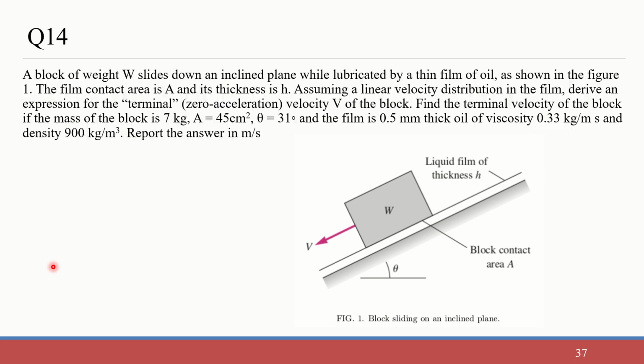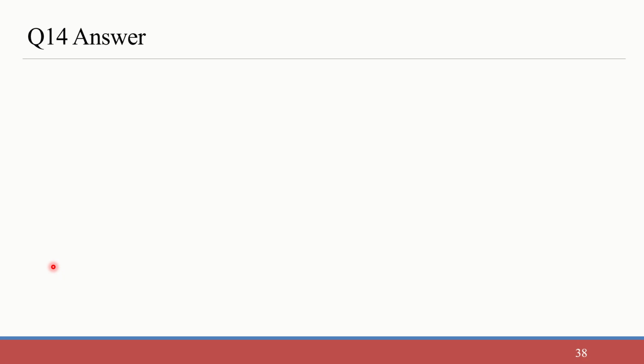So again, when we talk about the question here, the inclination angle is given as 31 degree and the film thickness is 0.5 mm, and the oil, that is the lubricating oil, its density is 900 kg per meter cube and its viscosity is 0.33 kg per meter second. When we come to the block, its mass is 7 kg, area is 45 centimeter square, and we are asked to find its terminal velocity. So we will go to the answer.